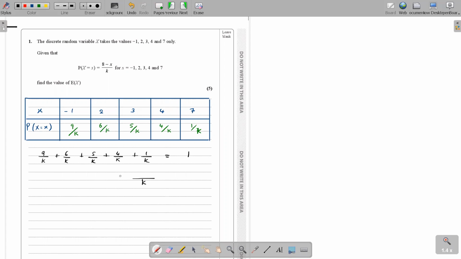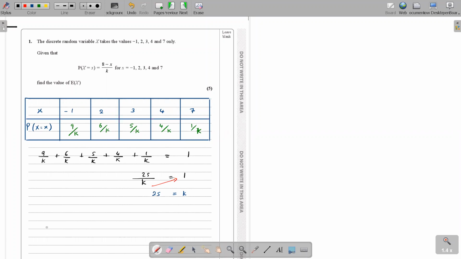Add the numerators, children: 9 plus 6 plus 5 plus 4 plus 1. How much is it? 25. So 25 over k equals 1. And then the k will go to the other side as a multiplication, so k equals 25. But that's not what we need. We need to find the value of E(X).